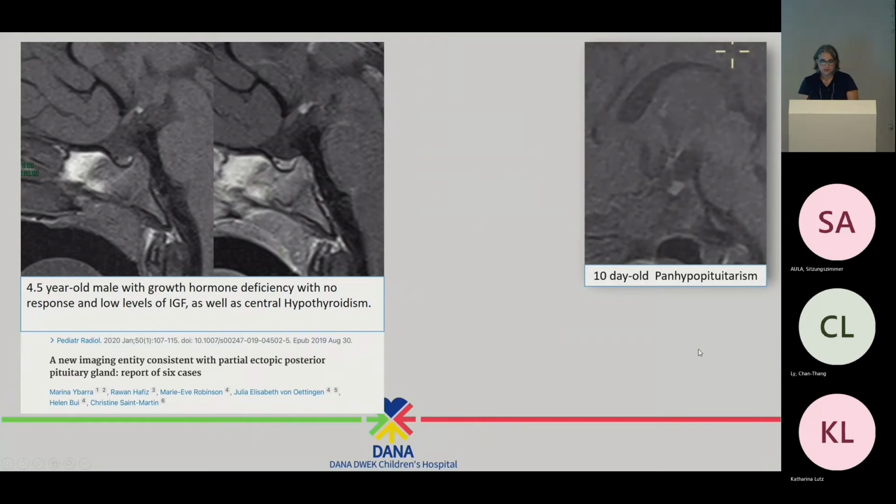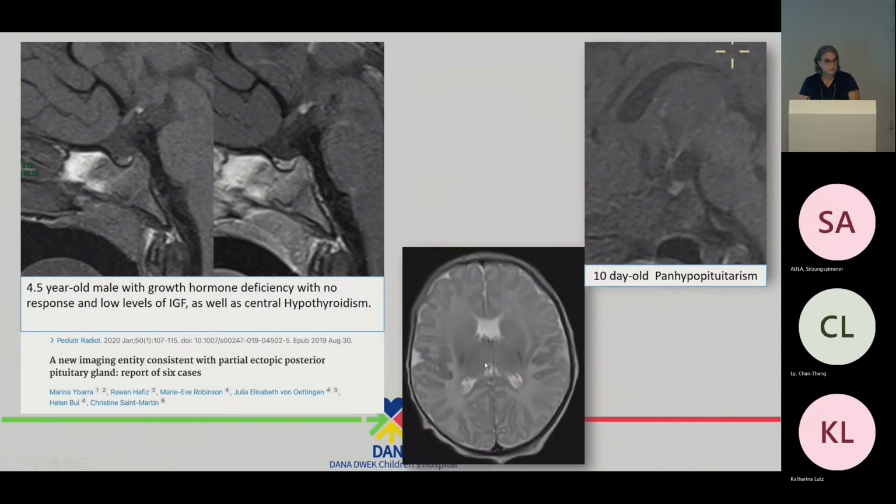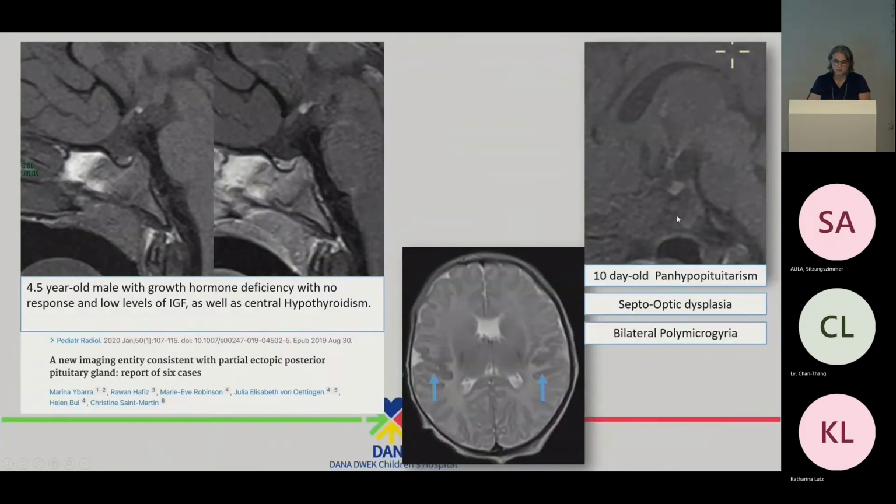This is another case of a 10-day-old with panhypopituitarism. There's no normal signal in the neurohypophysis, but we do not see an ectopic hypophysis either. And then we can see a stalk, maybe a hair-thin stalk, in place. Looking at the brain of this child, there was no septum. So this is septo-optic dysplasia. For those of you with sharp eyes, you may notice that there is some abnormality of the cortex, and this child had bilateral polymicrogyria. And this was basically panhypopituitarism and dysfunction of the hypothalamic pituitary axis due to septo-optic dysplasia, which is a known association.